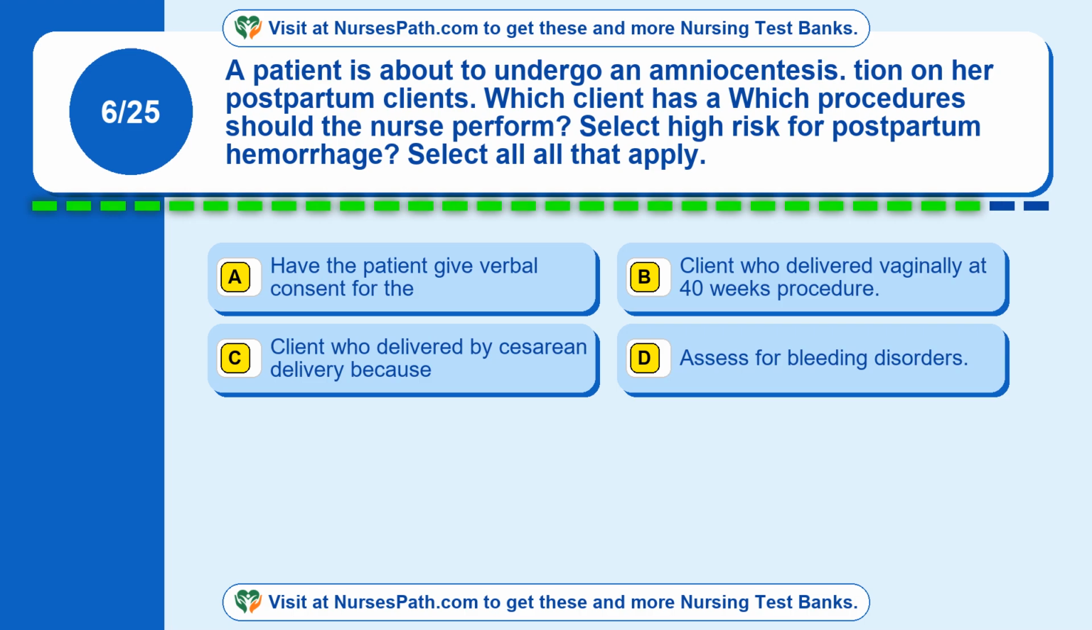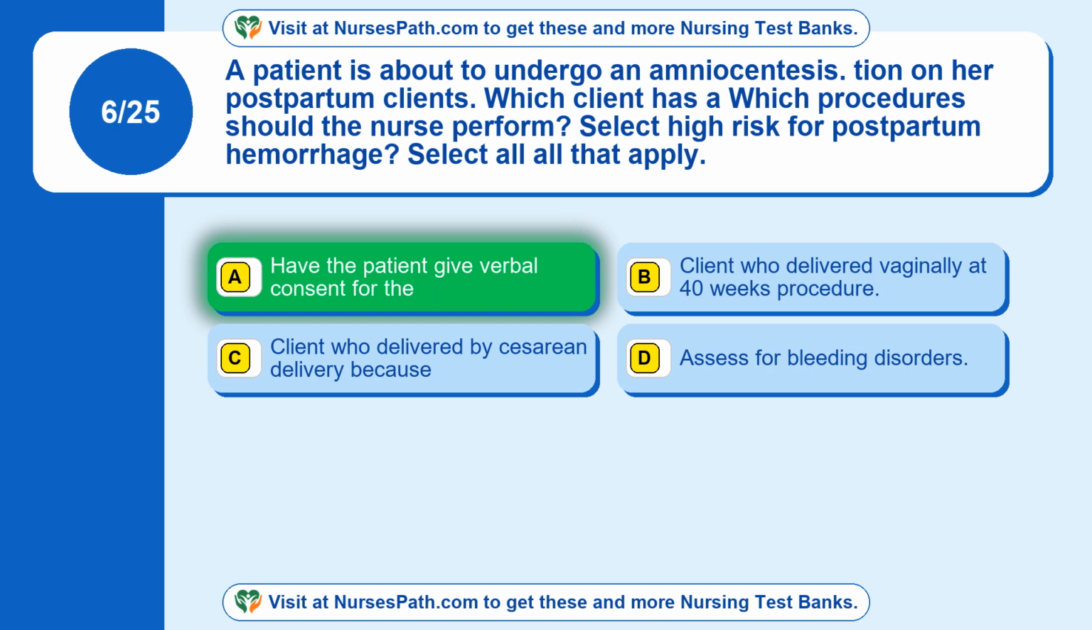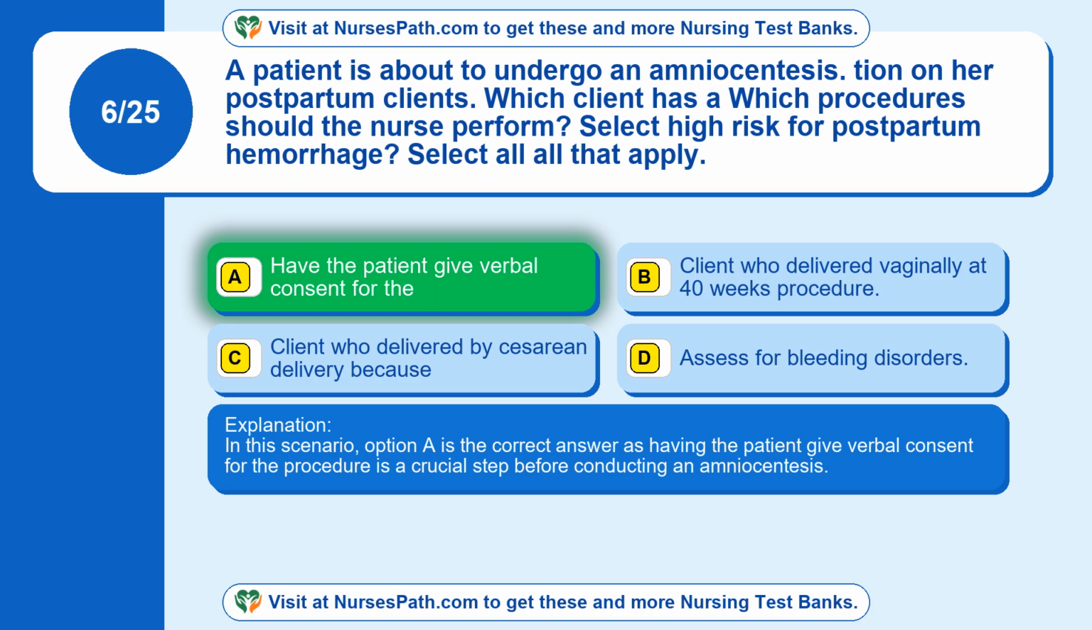Question 6. A patient is about to undergo an amniocentesis. Which procedures should the nurse perform? Select all that apply. Option A, have the patient give verbal consent for the procedure. Option B, client who delivered vaginally at 40 weeks. Option C, client who delivered by cesarean delivery. Option D, assess for bleeding disorders. The correct answer is option A, have the patient give verbal consent for the procedure. In this scenario, option A is the correct answer as having the patient give verbal consent for the procedure is a crucial step before conducting an amniocentesis.